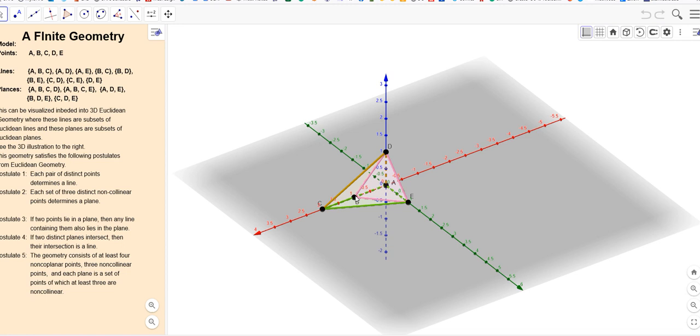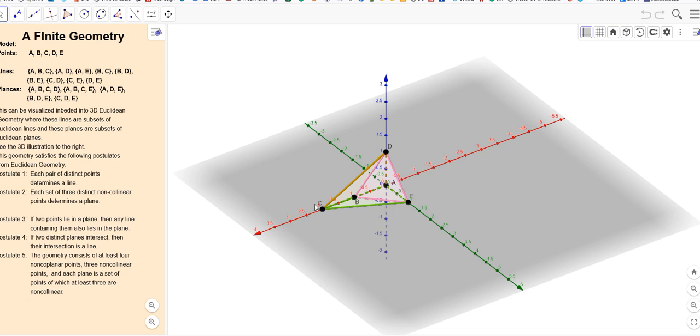Let's see, the red is the x-axis, so this is point 1, 0, 0. C is the point 2, 0, 0. D is the point 0, 0, 1, and the point E is 0, 1, 0 on the y-axis there. D's up on the z-axis. And then there are some line segments here to indicate the lines.